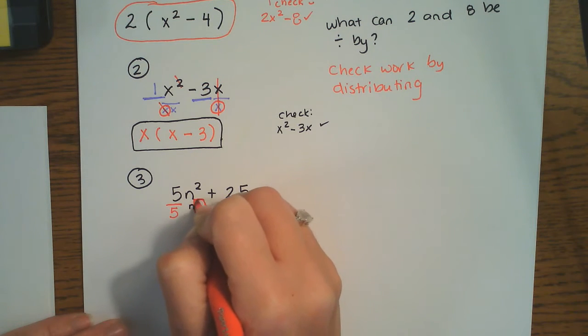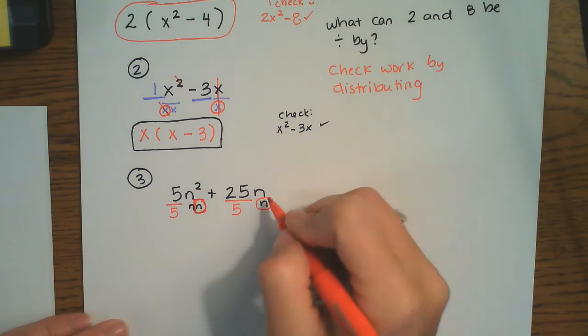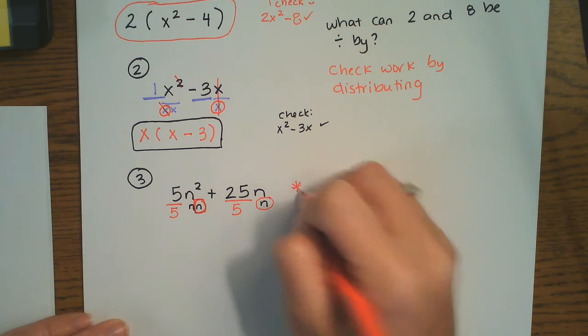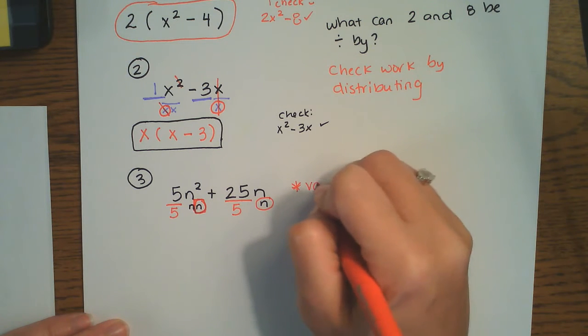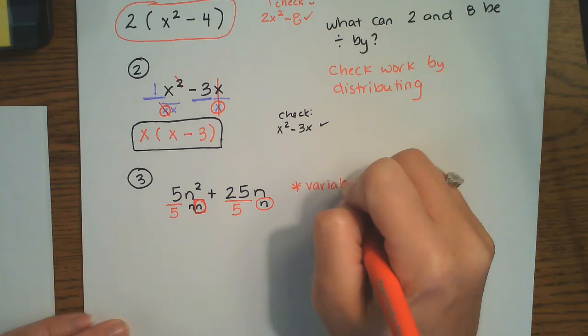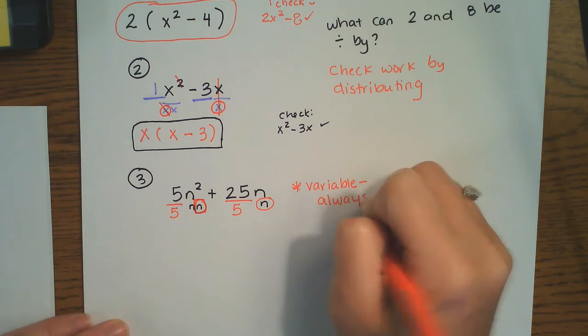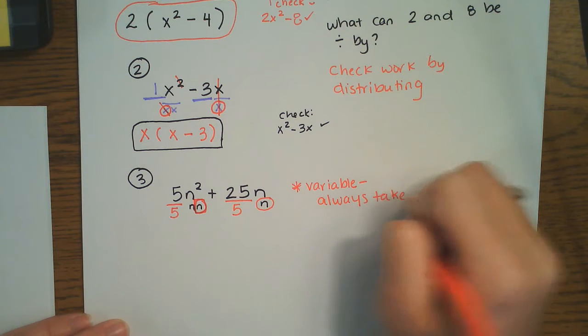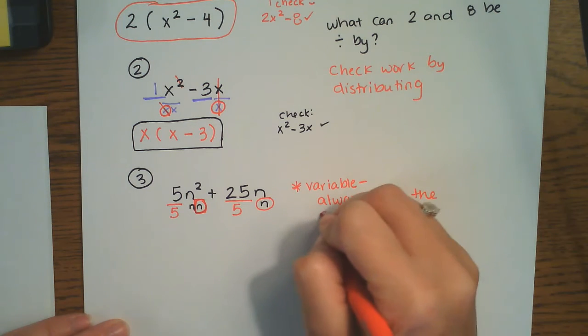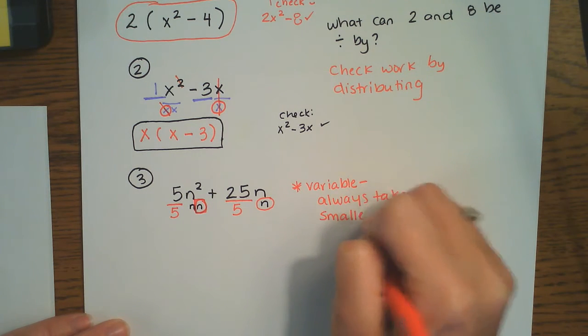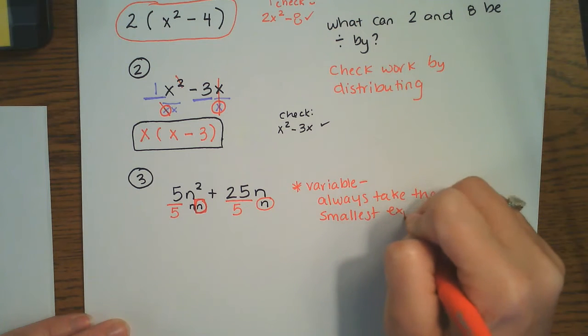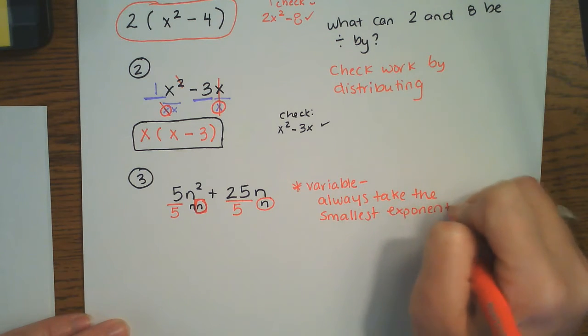I'm going to circle both of those because I was talking. It's always going to be the smallest exponent amount. So for your variable, you always take the smallest exponent amount.